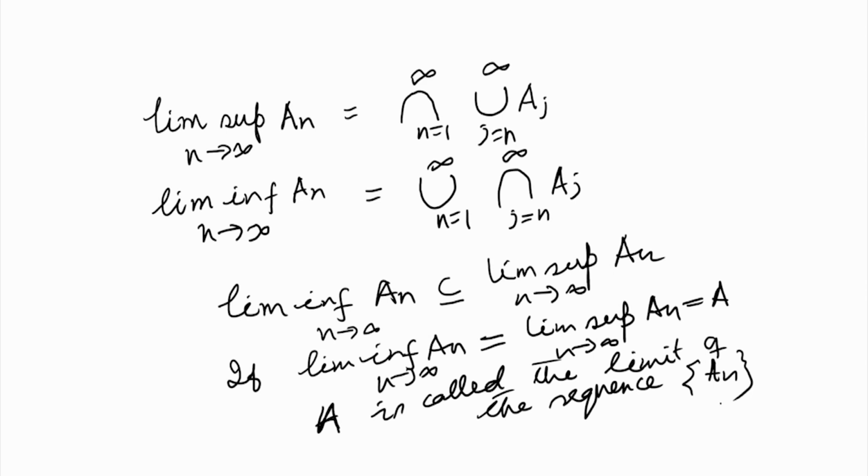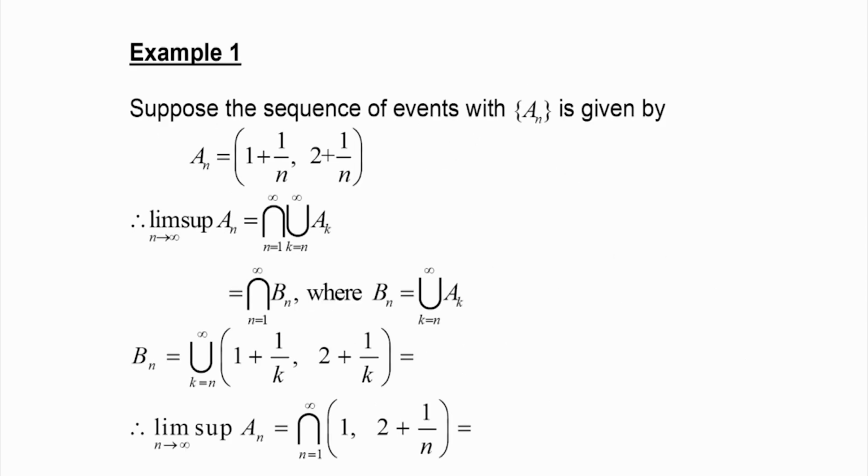Okay, we define lim sup of A_n and lim inf of A_n. Let us see one example. Suppose A_n is equal to an open interval from 1 plus 1 by n to 2 plus 1 by n. So, first we will find out lim sup of A_n. Let us call this event B_n. Then lim sup of A_n is the intersection of B_n. This B_n is a decreasing sequence. So, B_n is given by the union over k equal to n to infinity of the interval (1 plus 1 by k, 2 plus 1 by k).